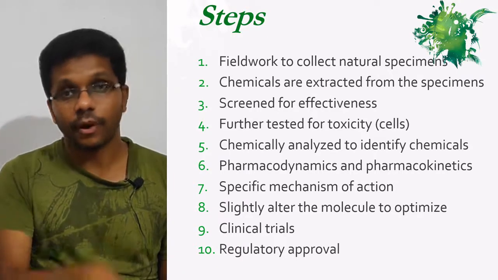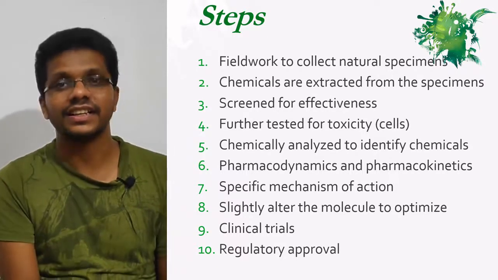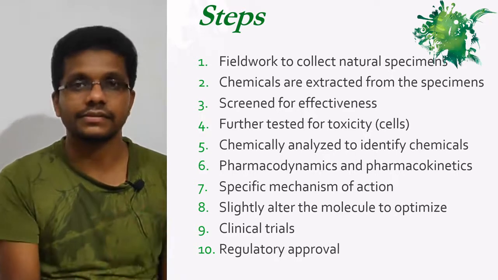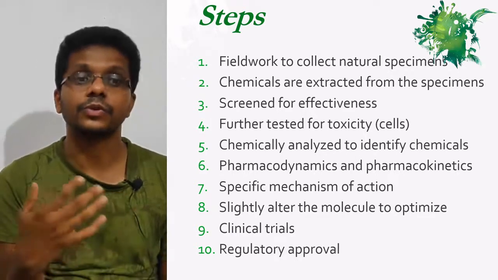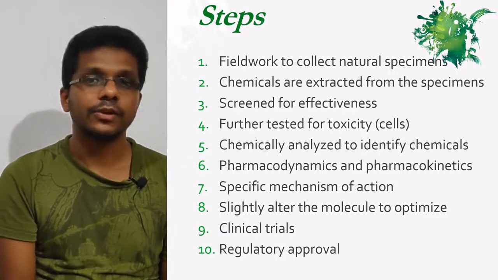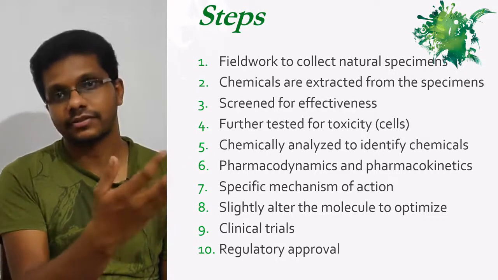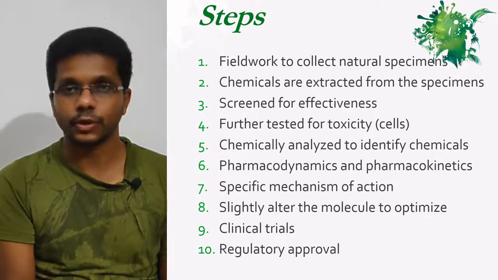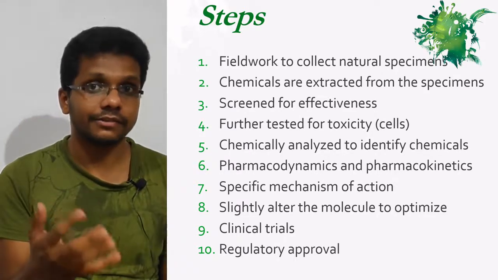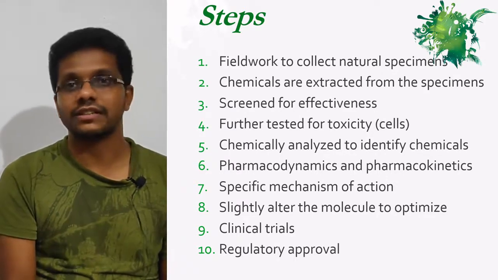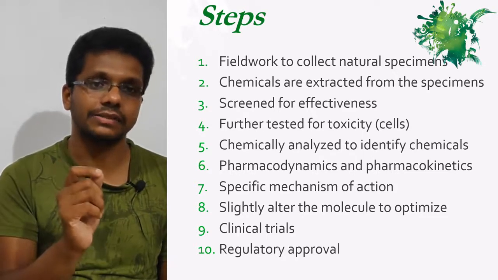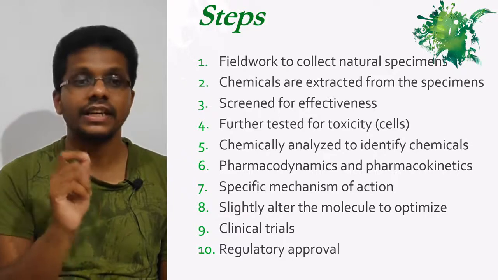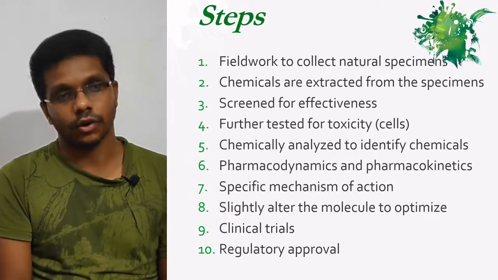Once we find some samples with useful characteristics, the next step is to look at toxicity studies. Even if the chemical has biotic potential, if it is toxic, we cannot use it in the pharmaceutical industry. So once we find the desired activity, the next step is to study the toxicity of the compound.